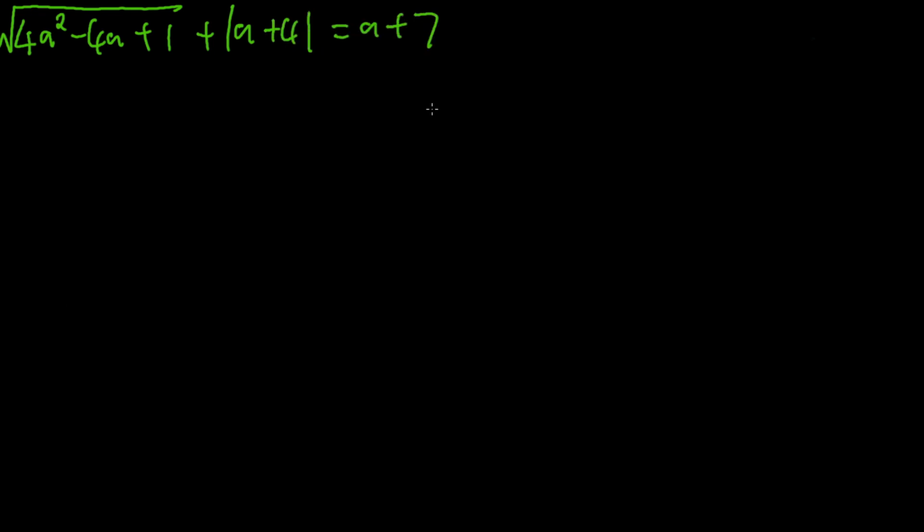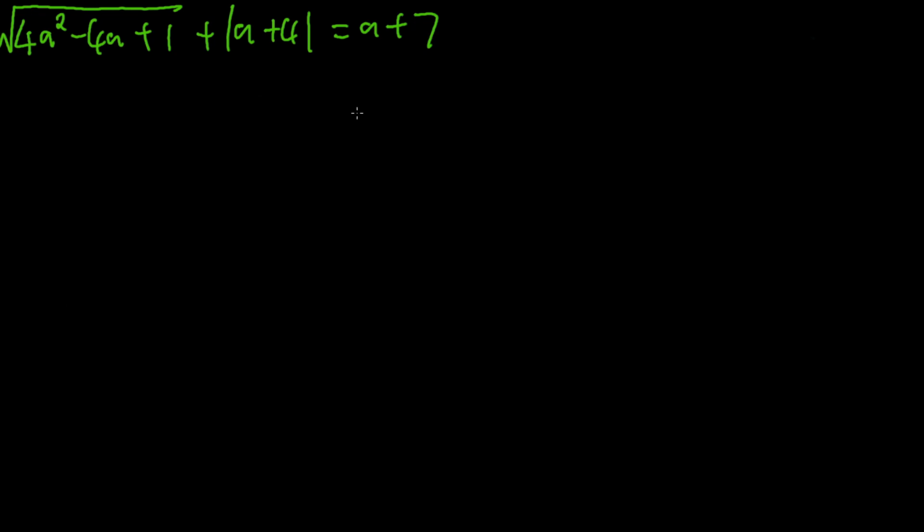So the question that Class C gives Class D is as follows. It goes 4a squared minus 4a plus 1 plus the absolute value of a plus 4 is equal to a plus 7. This is the question.